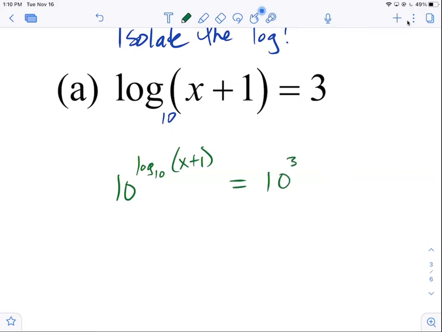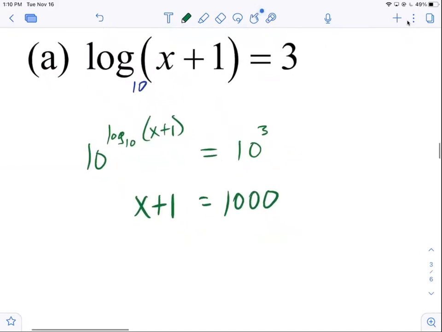And now look what happens on the left. What is 10 to the log base 10 of blob? It's blob. So this gets x plus 1 on the ground floor, and now 10 cubed is 1,000. And now we're back in Algebra 1 land, maybe day 2 of Algebra 1. How do we undo adding 1? Subtract 1 from both sides, and we get 999.